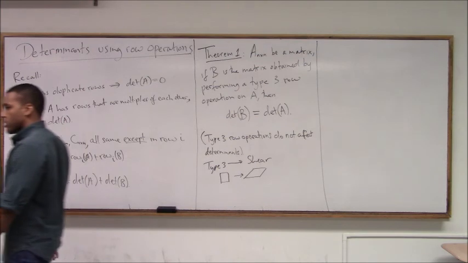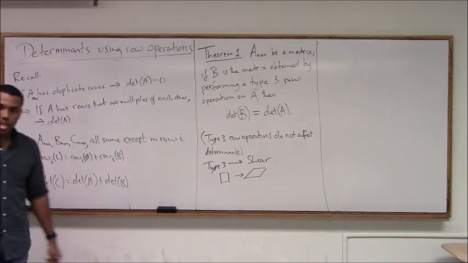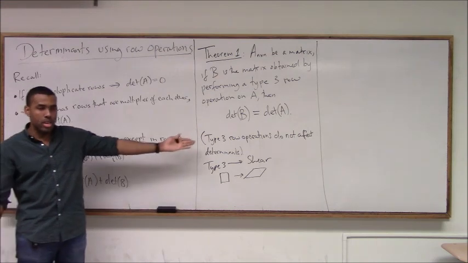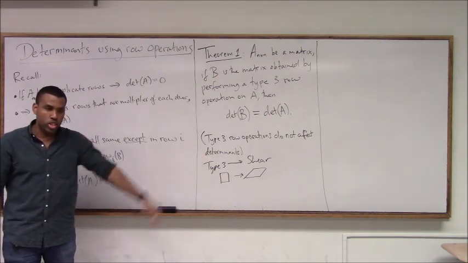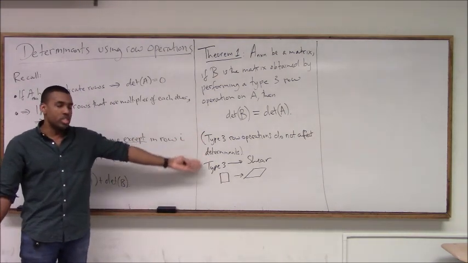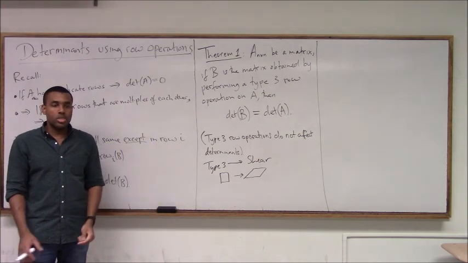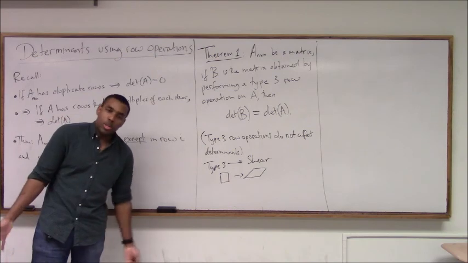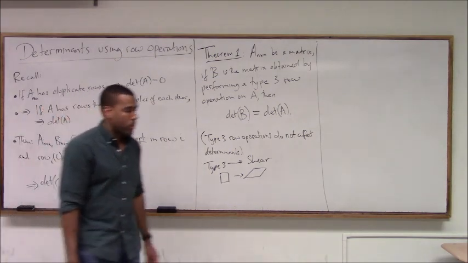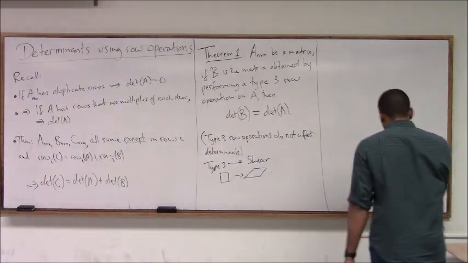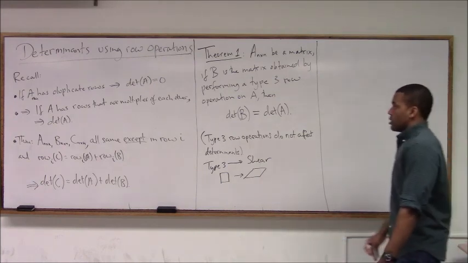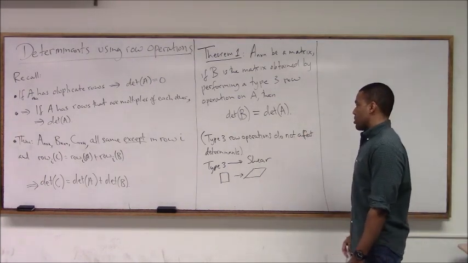So that's kind of why the volume stays the same; we'll understand that more in a later chapter. We'll talk about linear transformations in the plane and matrices, and we'll learn about shears and stuff like that. So geometrically, a type 3 row operation is a shear, like you took a cube and pushed it so that it leaned like this, but it will hold the same amount of stuff in it. So type 3 row operations don't affect the determinant.